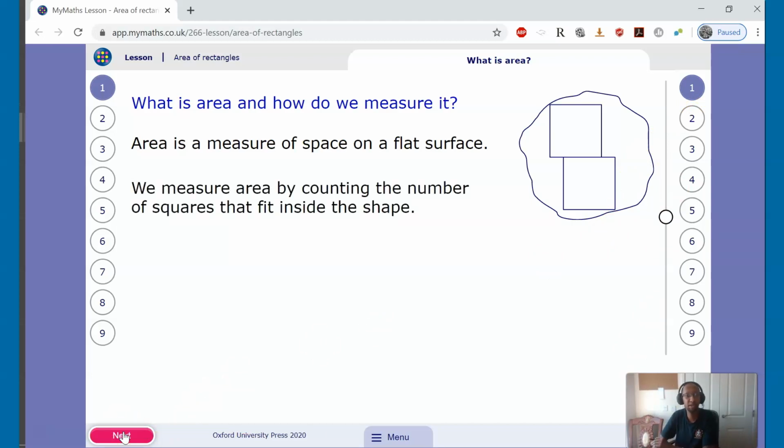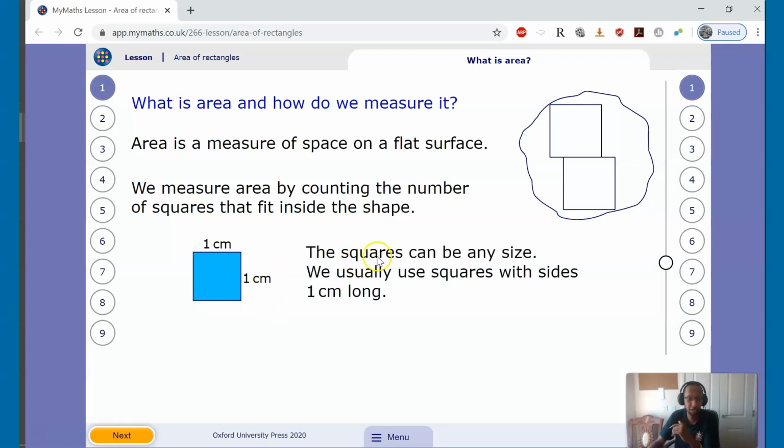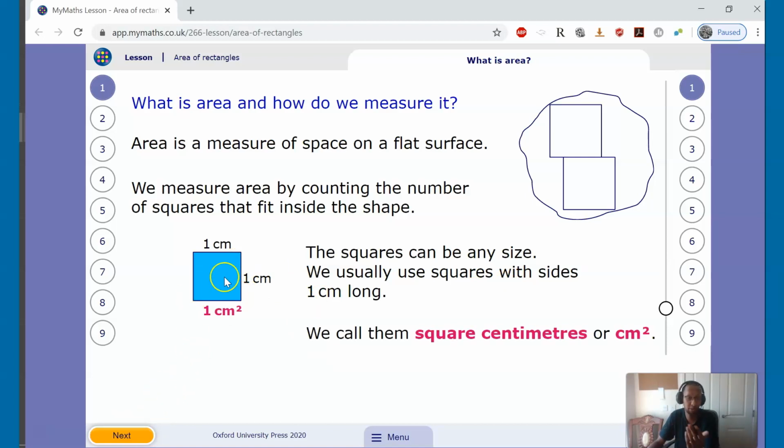We measure area by counting the number of squares that fit inside the shape. Here's an example. The square can be any size, and we usually use squares with sides 1 centimeter long. In this case, it's just one square. So we would say the area here is 1 square centimeter, or centimeters squared, because we're multiplying two dimensions: this value on top and this value on the side. That's why it's squared, the little 2. If it was volume, then it would be 3, but it's just 2.